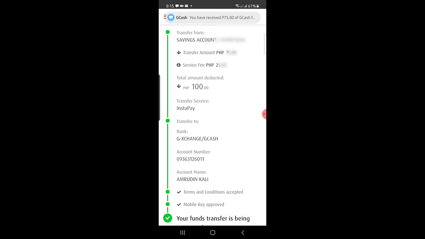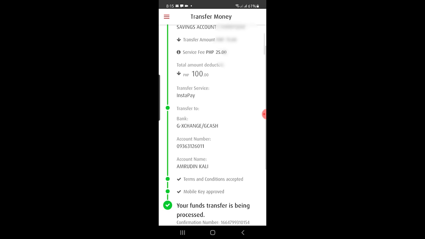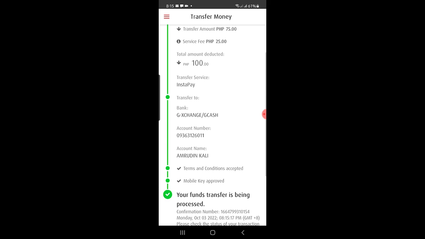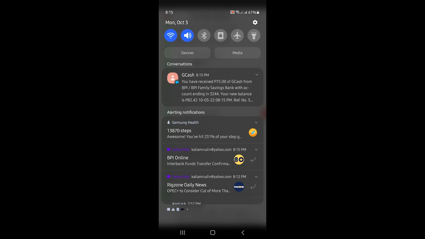Okay, so ayan na. So since 75 yung i-transfer natin na pera dun sa ating Gcash, so yung service fee is 25 pesos. So a total amount of 100 pesos. Okay, so ayan. Your funds transfer is being processed. So na-process na daw guys. So ganun lang kasimple guys.